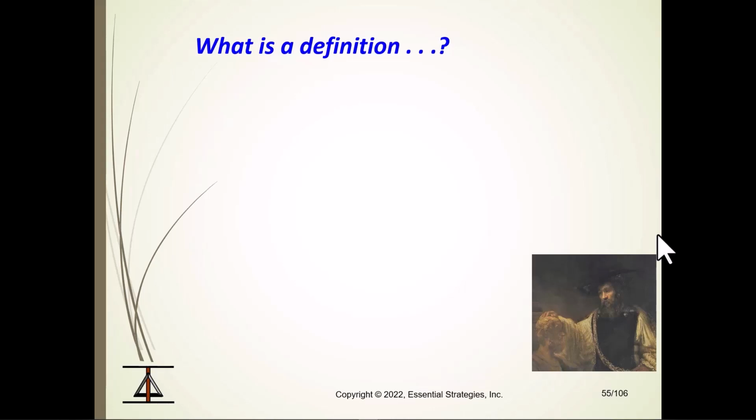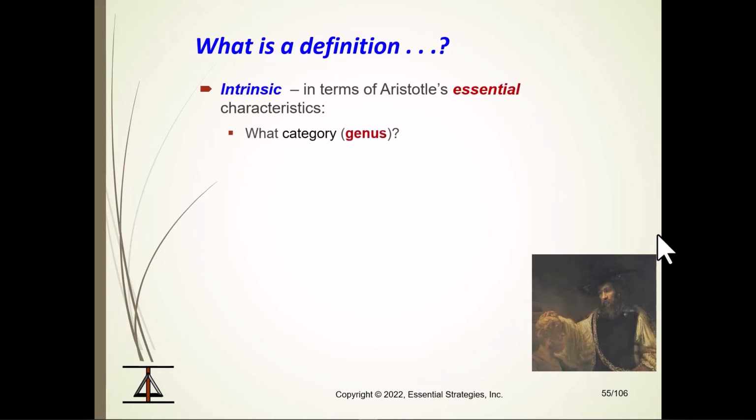There are two kinds of definitions. The one that concerns us is the intrinsic. This is in terms of what Aristotle called essential characteristics. Specify the category the term is in. Followers of Aristotle in the Middle Ages gave this the Latin name genus. For example, an automobile is defined as a kind of vehicle.